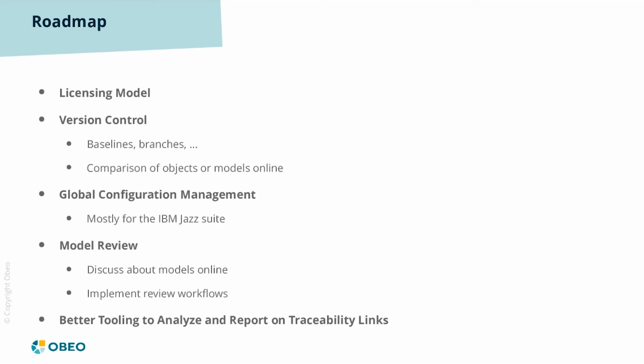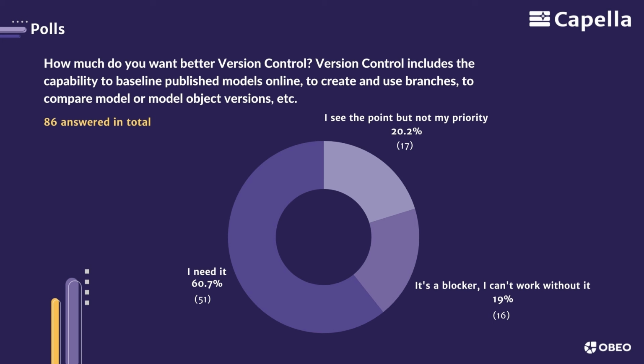So you should be able to actually answer the first question, which is how much do you want better version control? Version control will include the capability to baseline published models online, create and use branches, compare models and model objects versions and all that. Then the second question, I will leave it open so you can answer later, no problem.